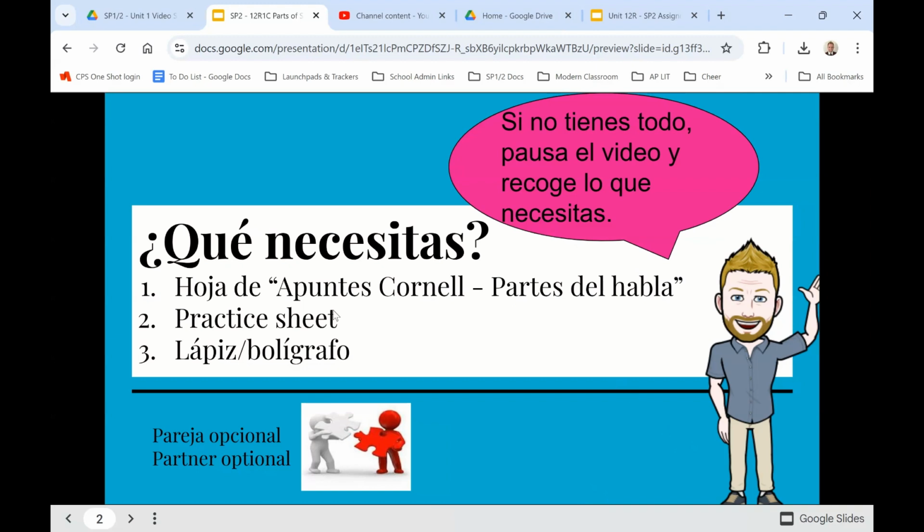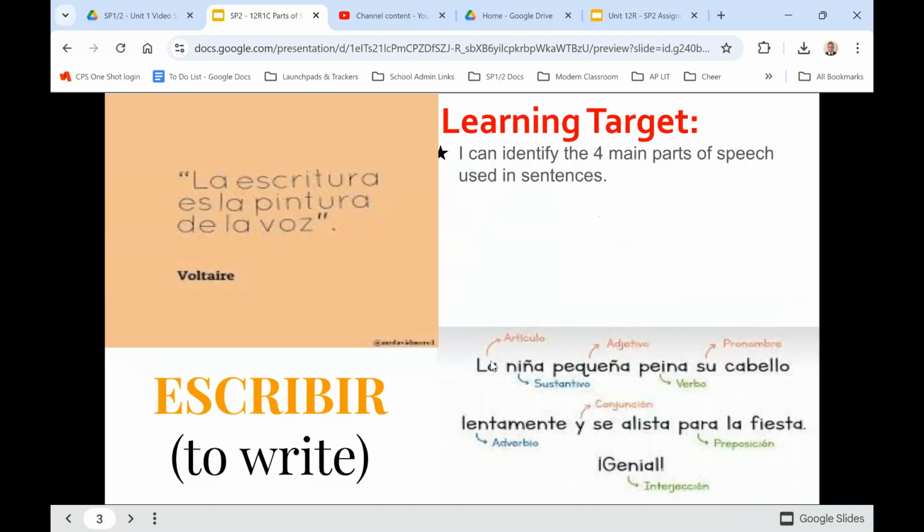So for this lesson, you're going to need the Cornell note taker that is in your packet. It's a sheet with a whole bunch of lines on it, divided in two. You'll probably remember from last year. Labeled parts of speech. It is labeled for you with our lesson number. And then there's a practice sheet right behind that that goes with it. And of course, something to write with. This is a partner optional lesson, una lección pareja opcional.